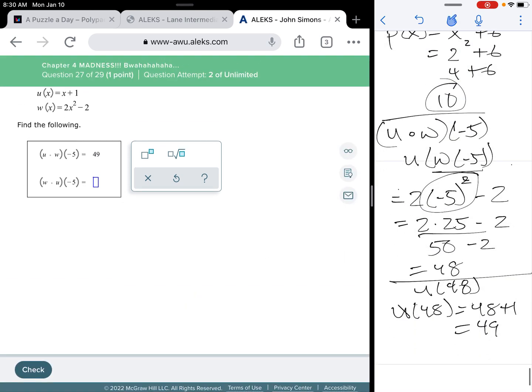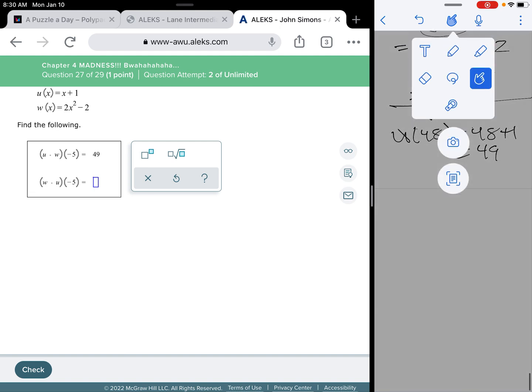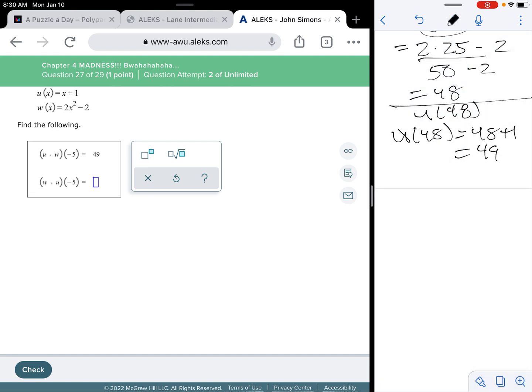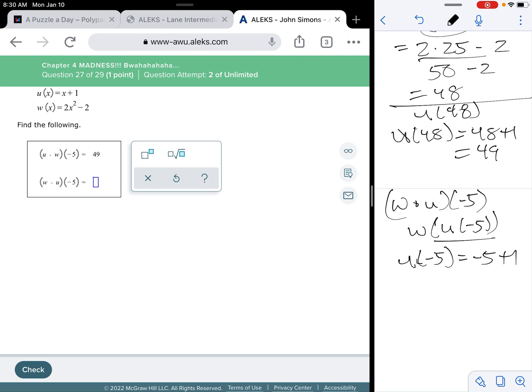And let's try the second problem here. They usually just reverse them on you to see if you know the right order. So we have W of U of negative 5. So let's do U of negative 5 first. So U of negative 5 is going to be equal to negative 5 plus 1, and that is going to give me negative 4.